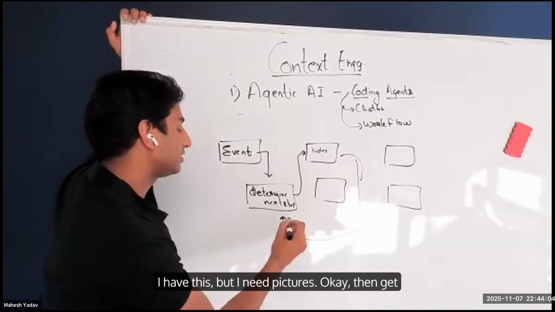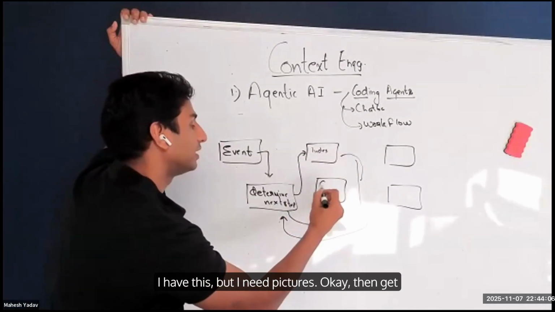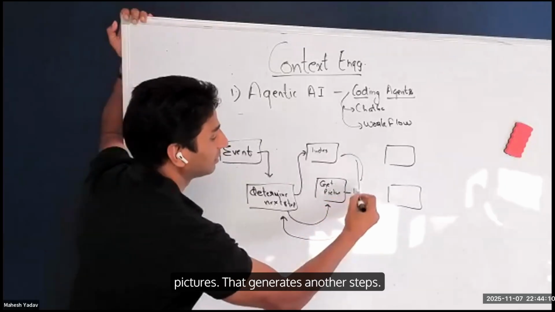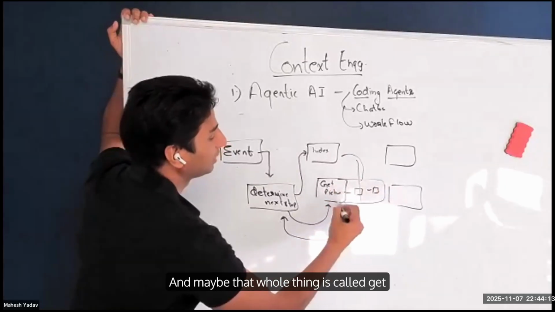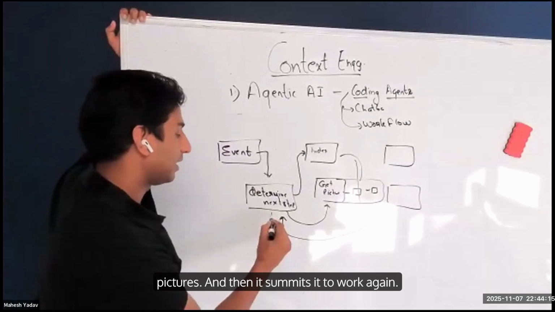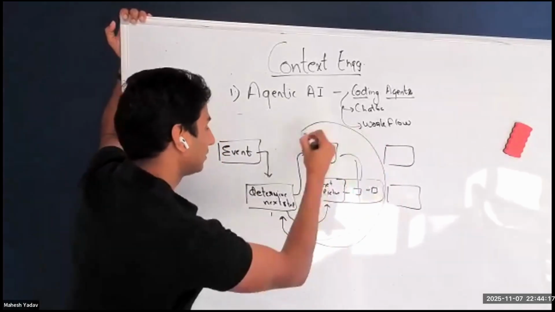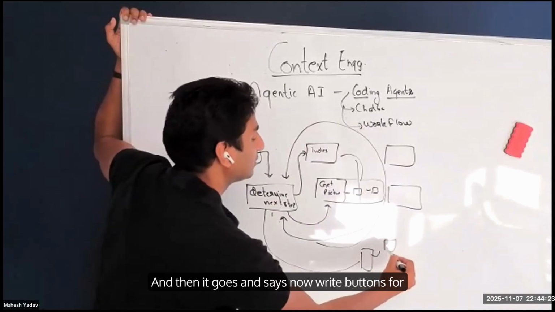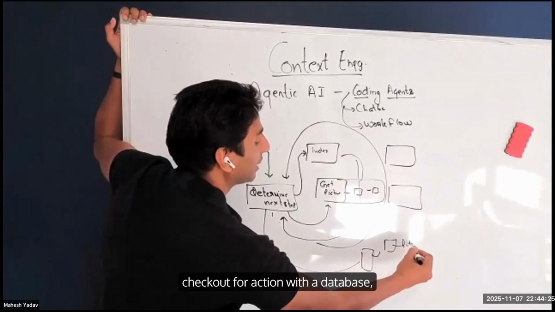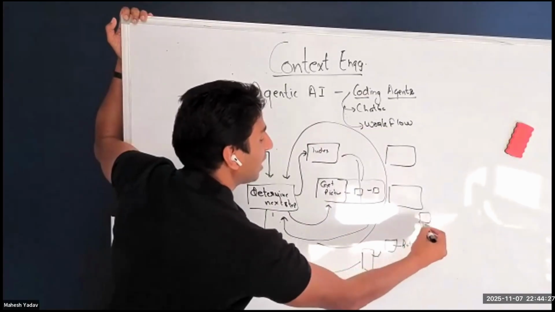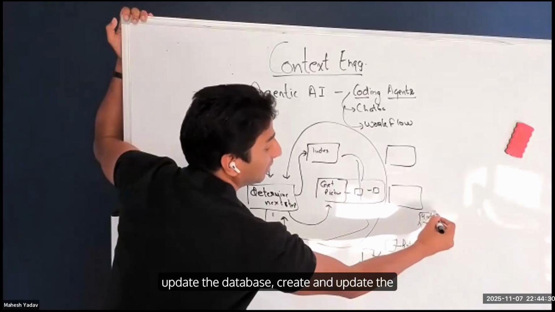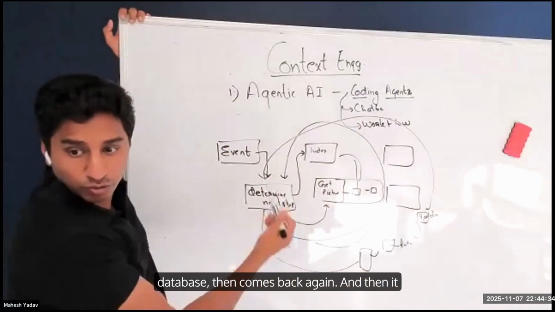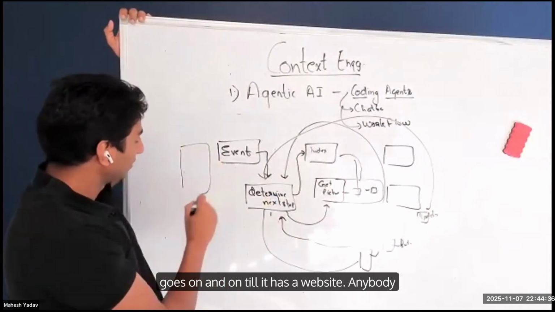Then it says, okay, I have this, but I need pictures. Okay, then get pictures. That generates another set of steps, and maybe that whole thing is called get pictures. And then it submits to work again. And then it goes and says, now write buttons for checkout, for action with a database, create and update the database, then comes back again. And then it goes on and on till it has a website.